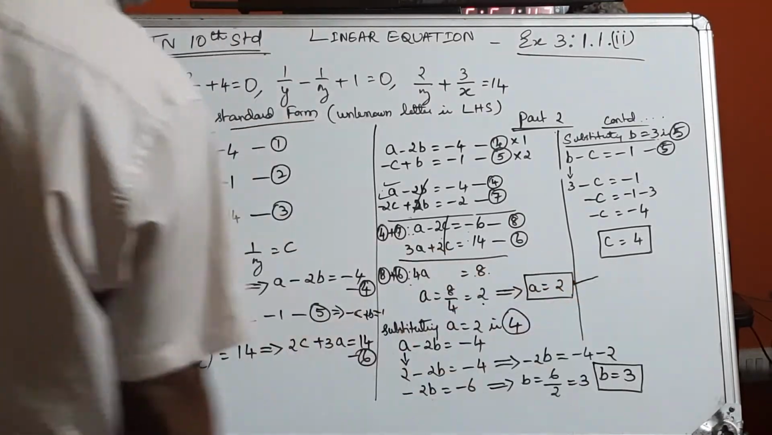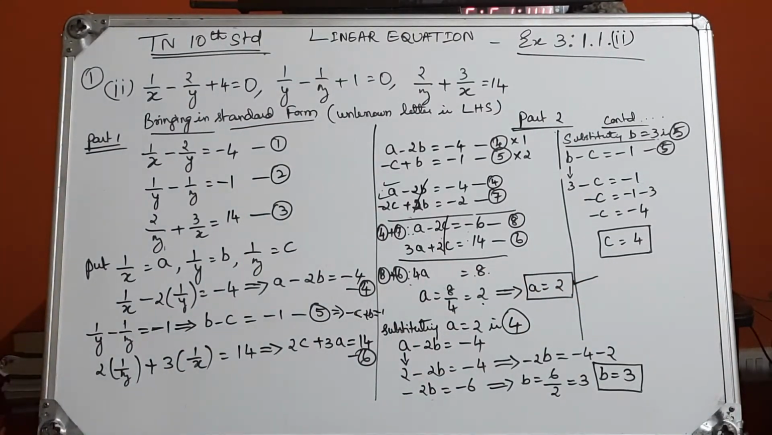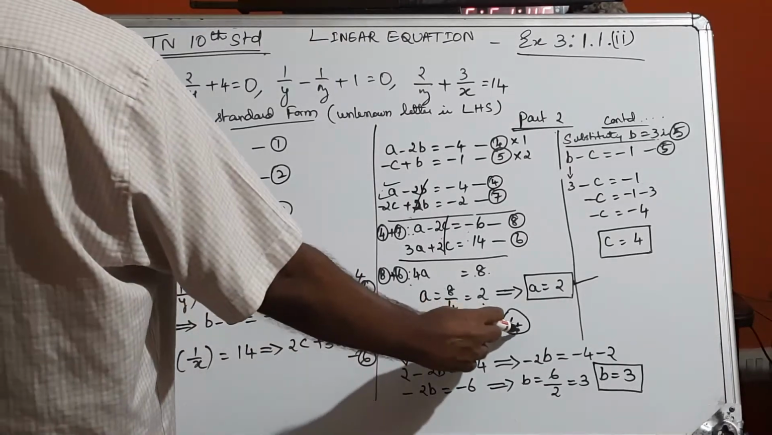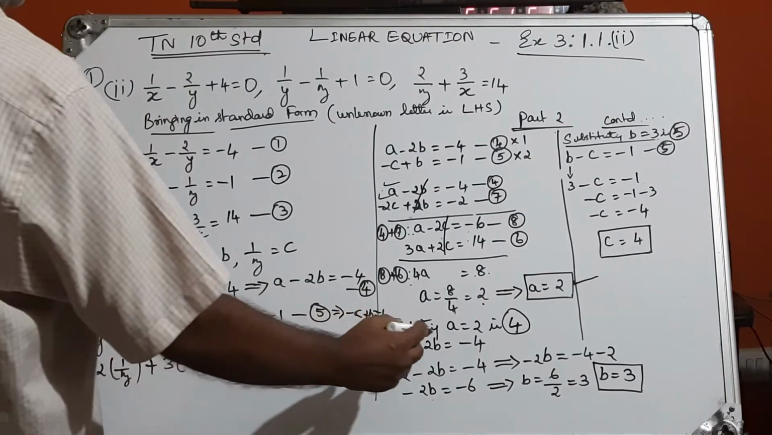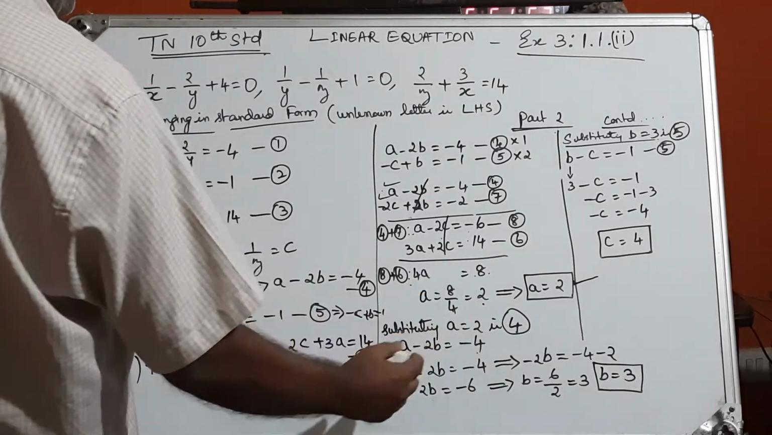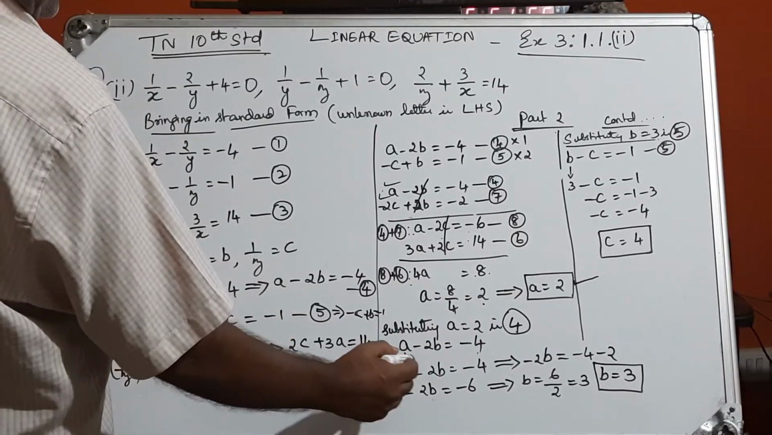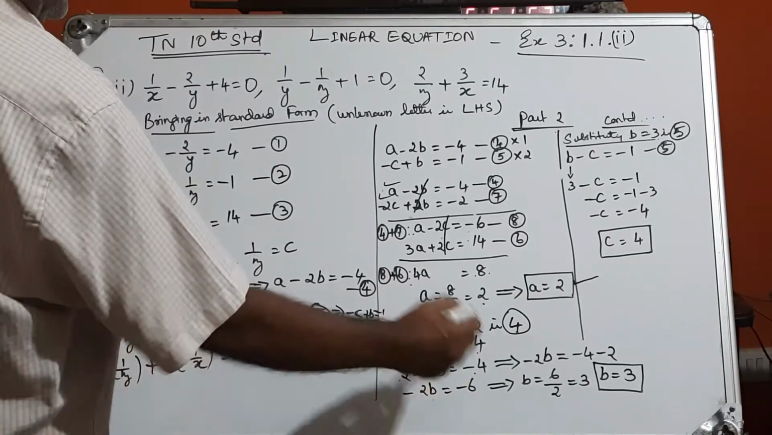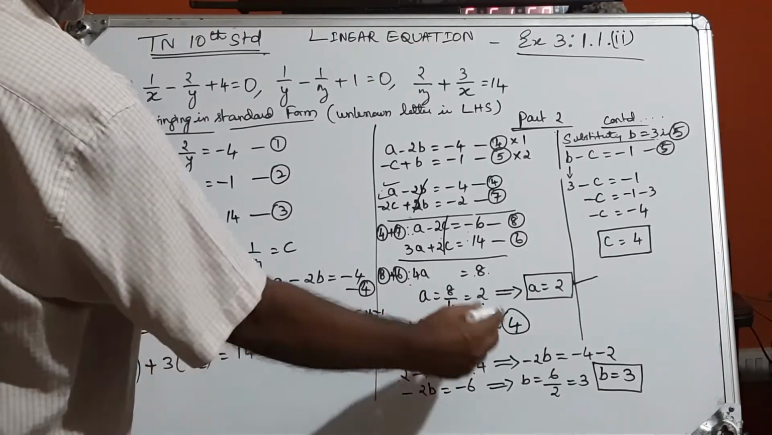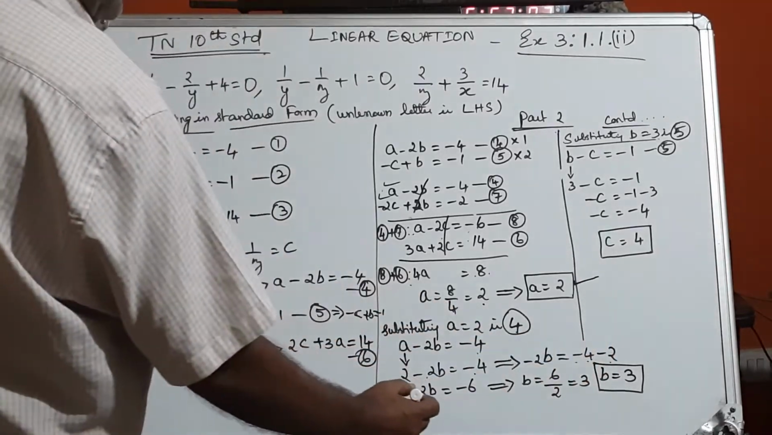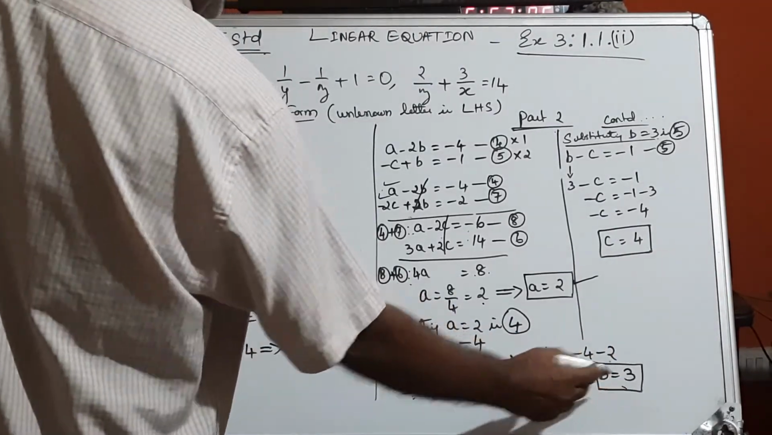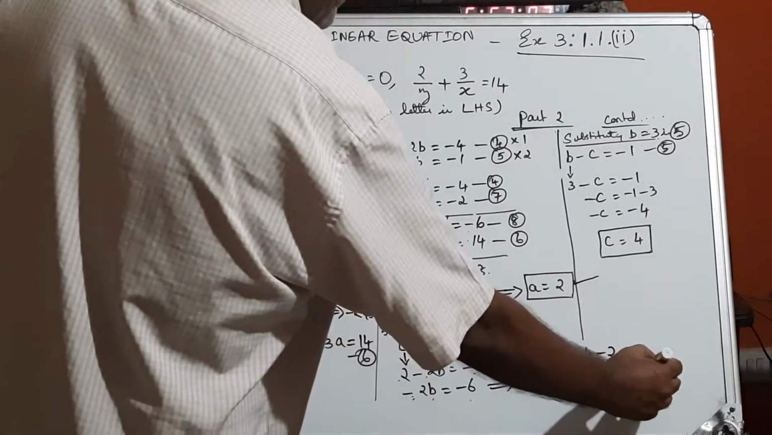So you got one equation, one unknown letter. Next, substitute a equal to 2 in equation number 4. Where is equation 4? Here is equation 4. You write a minus 2b equal to minus 4. A you put as 2. Minus 2b is minus 4, take the 2 across: it's plus 2, it will become minus 2. So minus 2b equal to minus 4 minus 2. Minus 2b is minus 6. B equal to 3. So you got the values of a and b.